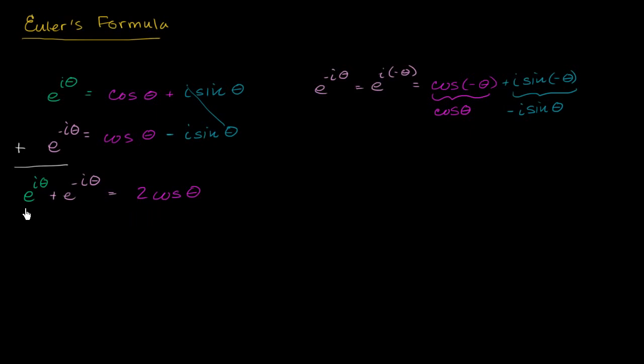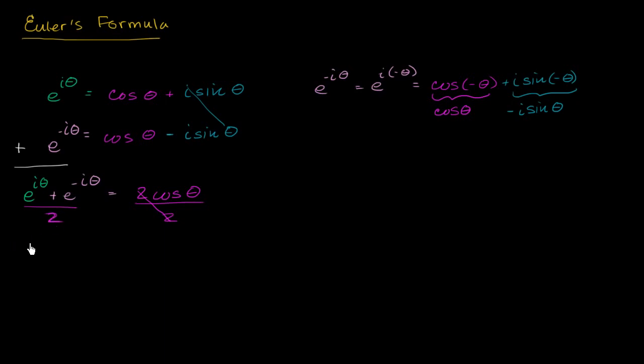And so now it's pretty straightforward to isolate the cosine theta. Divide both sides by 2, and we get something pretty interesting. We get that cosine of theta is equal to e to the i theta plus e to the negative i theta, all of that over 2.